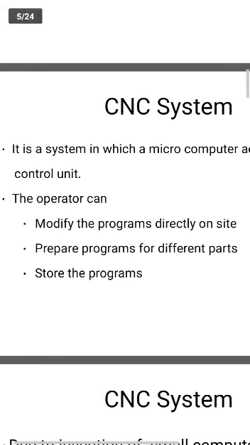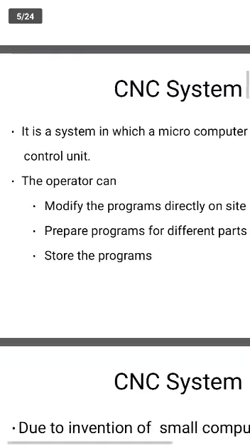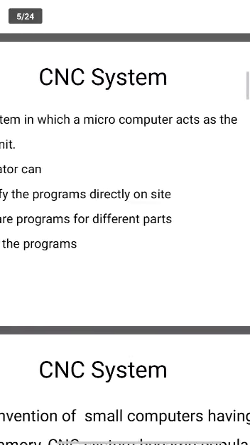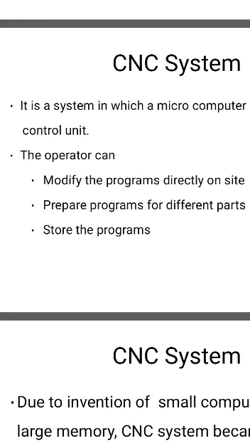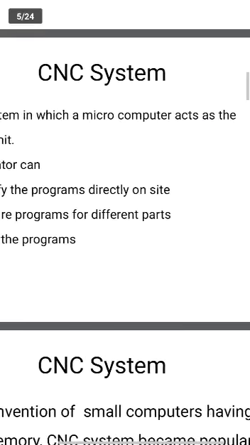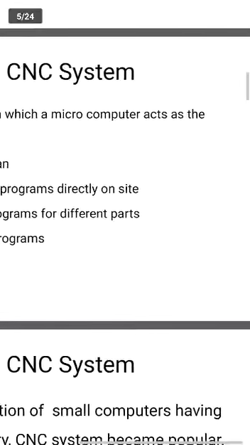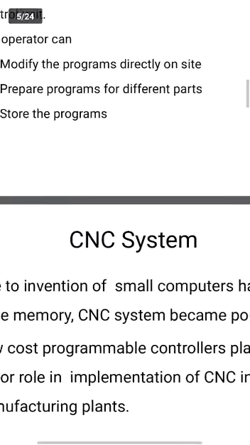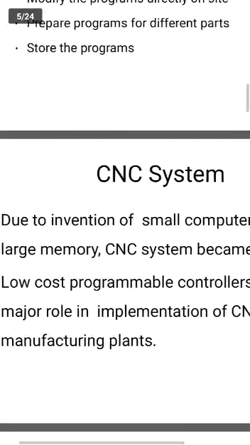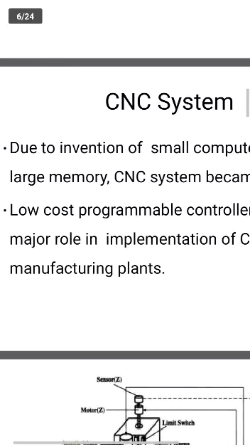Okay. Next, what is a CNC system? It is the system in which a microcomputer acts as the control unit. We have seen this in the last class also. The microcomputer controls the machine tool. Next, we can modify the program directly from the system only. We prepare part programs of different parts and store them in the system. Okay, this is the working of the CNC system.